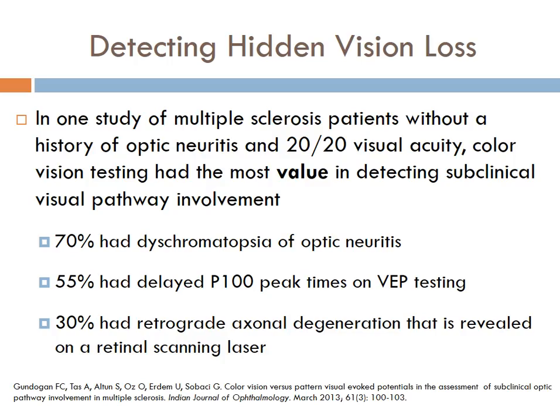Here's the big thing about optic neuritis. And this was a study that came out of the Indian Journal of Ophthalmology. So you've got this group of multiple sclerosis patients without a history of optic neuritis, because you certainly could get MS without having optic neuritis. So you've got a whole group of people with multiple sclerosis, no history of optic neuritis, no bad history, 20/20 acuity. And the doctors are trying to figure out what tests they can do to detect subclinical visual pathway involvement.